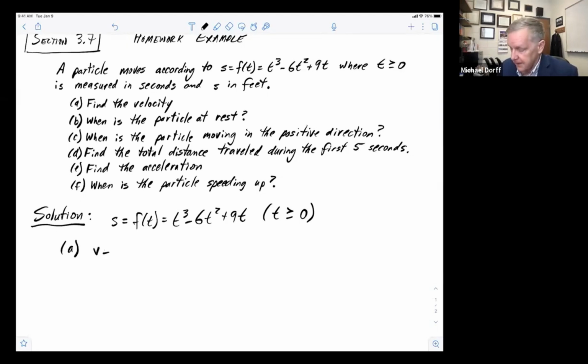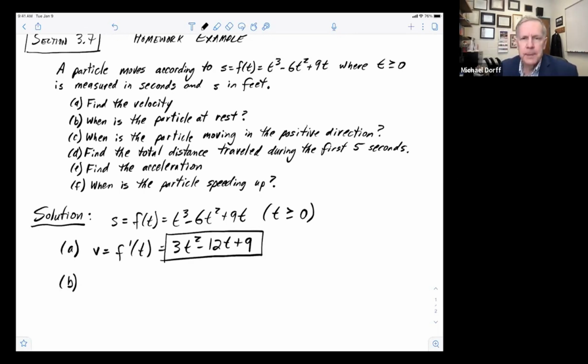Well, the velocity then is just the derivative of the position function, which is going to be f prime of t. So I just take the derivative and I get 3t squared minus 12t plus 9. All right, so there is my velocity.